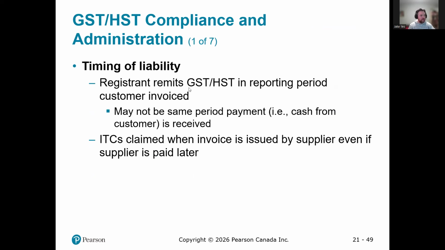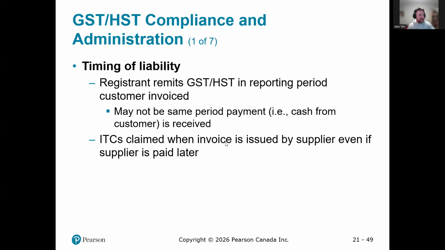So registrants remit sales tax in the reporting period the customer is invoiced. So if I invoice a customer for say $1,000, I've collected sales tax on that amount, even though they may not have actually paid me yet. I've incurred the revenue, so I will remit the sales tax. If I do not collect that receivable and it becomes bad debt, I can apply the sales tax portion of that bad debt against my next return. So it may not be the same period as the payment being received.